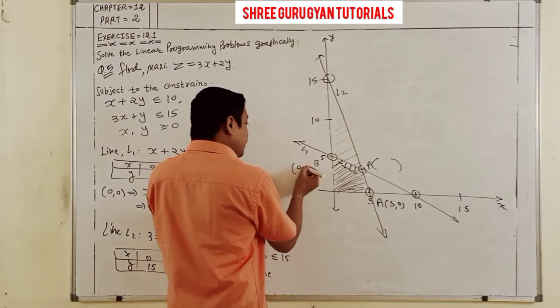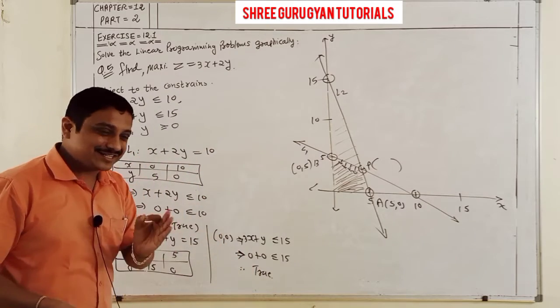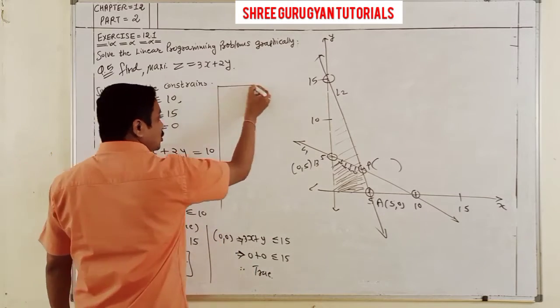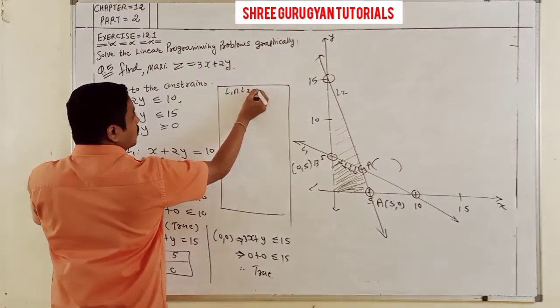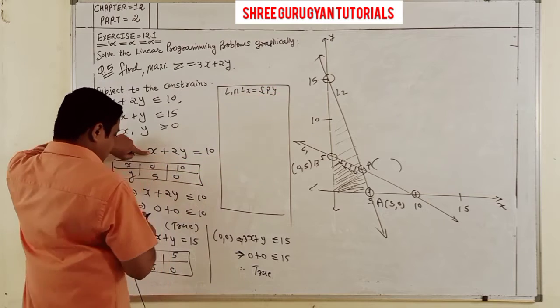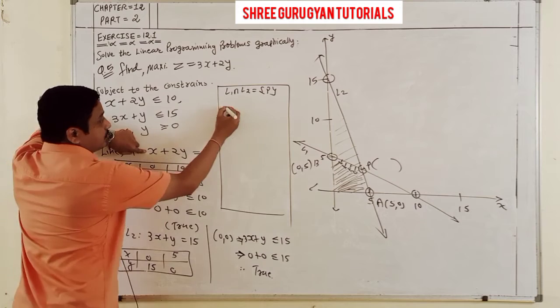B is (0, 5), but P is the common intersection. Here I will show the two common intersections. L1 intersection L2 is P. For x and y, students, I will just multiply by 3 here.